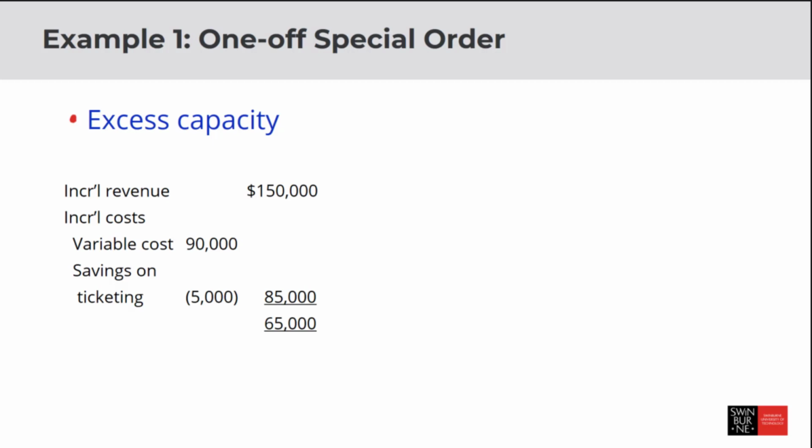150,000 minus 85,000 is equal to 65,000. So 65,000 is the net profit that you will receive from the special order. So in the case of spare capacity, it is advisable for the company to accept the special order.